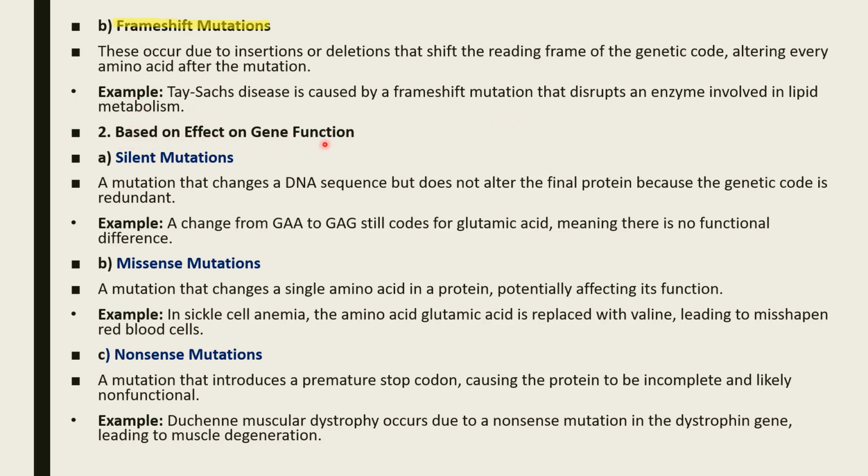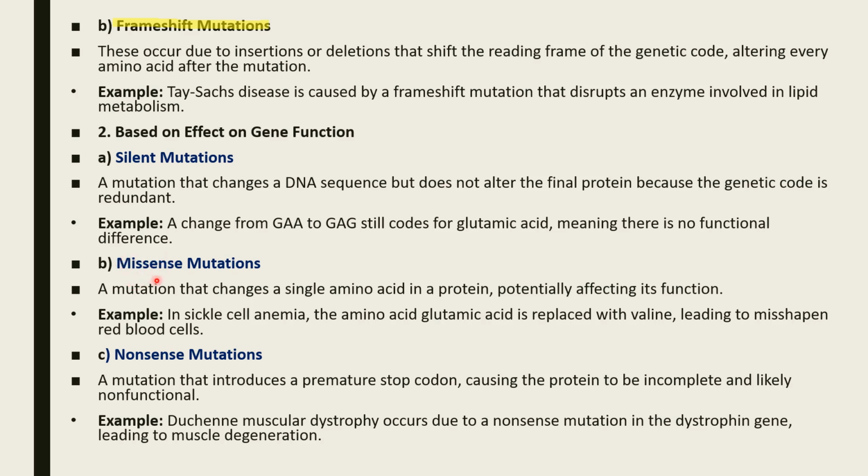Based on effect on gene function: silent mutations. A silent mutation changes a DNA sequence but does not alter the final protein because the genetic code is redundant. For example, a change from GAA to GAG still codes for glutamic acid, meaning there is no functional difference.